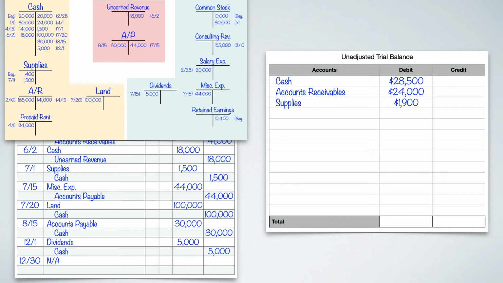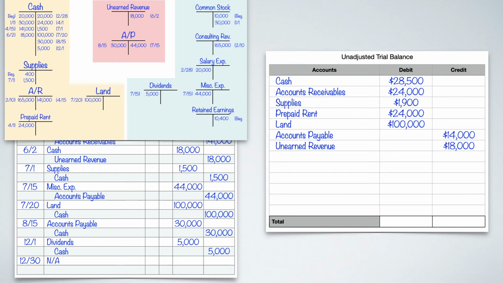I'm also going to put prepaid. Prepaid is super easy. There's only one thing I have to worry about, and that's the 24,000, so I'm going to put that down. And then the same thing with land. Land is going to have a debited balance of 100,000. All right, now I'm going to move on to my liabilities. Accounts payable, I'm going to subtract the two numbers, 44 minus the 30. That's going to give me an accounts payable balance of a credit of 14,000. Remember, liabilities, the credit side is the normal side, so 14,000. And then unearned revenue is going to be 18,000 because nothing's changed from that.